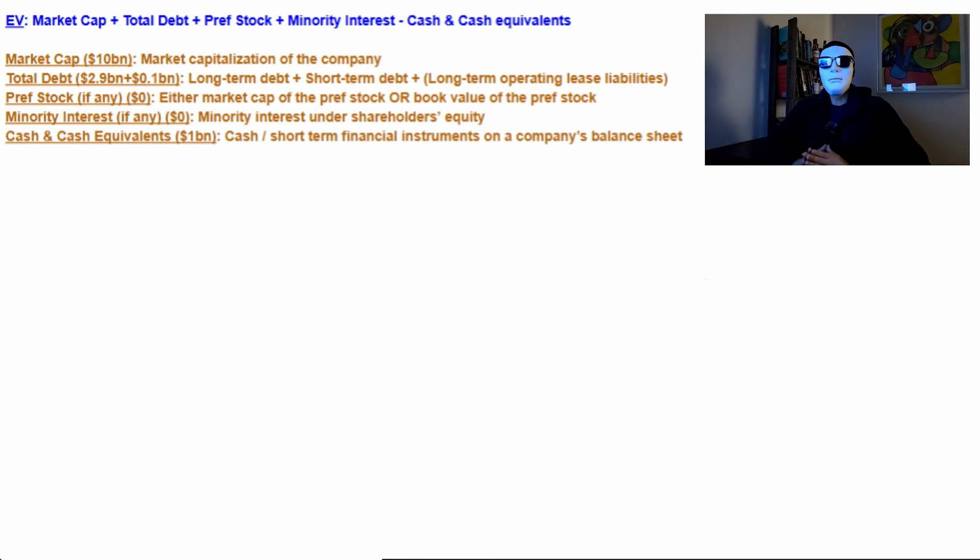Okay, so to sum up, the company's market cap is $10 billion, its total debt is $3 billion, and its total cash is $1 billion. Therefore, the company's EV is $12 billion. Okay, let's move to EBITDA.